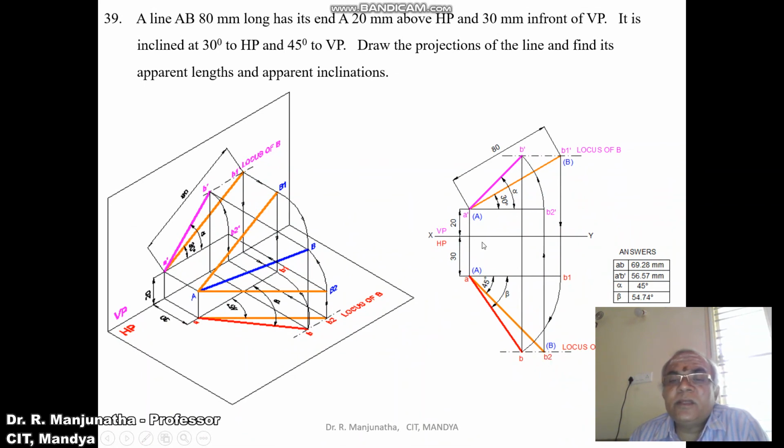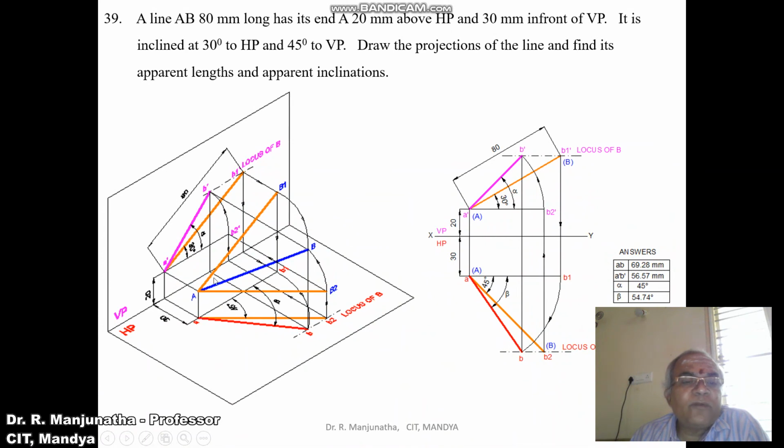Now, once you get the true lengths in both front view and top view, we got the locus, and here also you got the locus. That is also shown here. These two are the locus points. Now what we want to find out is the apparent lengths. So now we know this is the top view of this true length, and this is the front view of this true length. Now we need to find out the apparent length in the top view and the apparent length in the front view. We know that AB1 is parallel, and the B1 point is here.